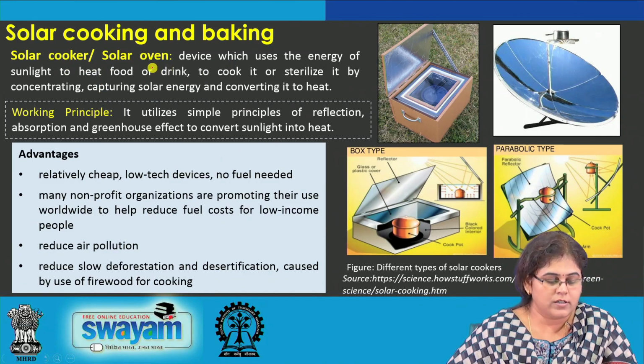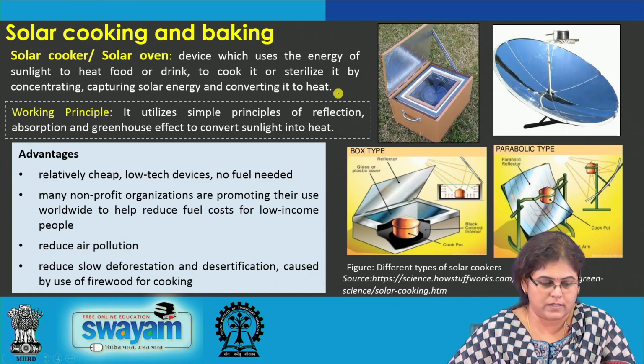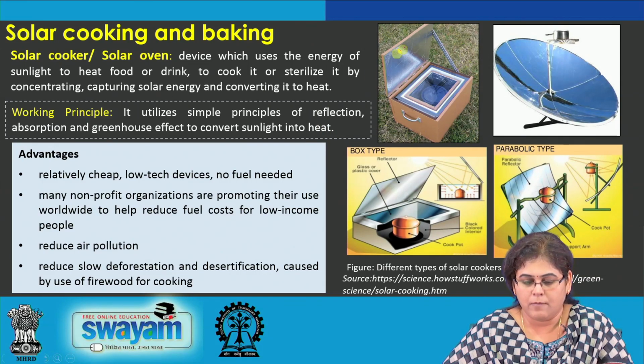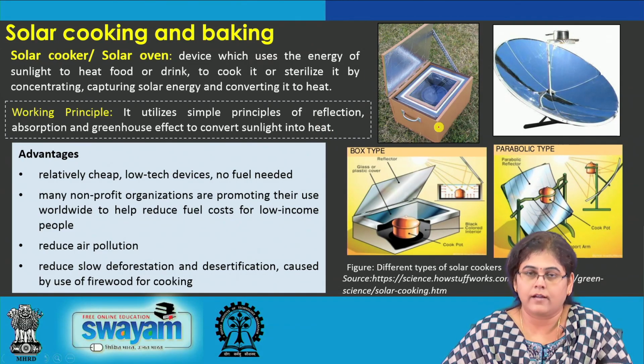Solar cookers or solar ovens are devices which use the energy of sunlight to heat food or drink to cook or sterilize it, by concentrating and capturing the solar energy and converting it to heat. The basic working principle utilizes simple principles of reflection, absorption and the greenhouse effect to convert sunlight into heat. As can be seen, box type solar cookers are easy to construct and very effective in providing better quality cooked products.